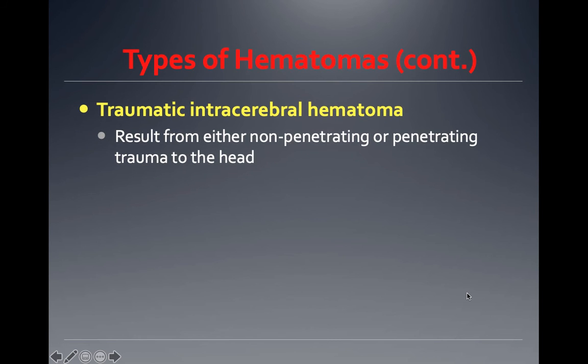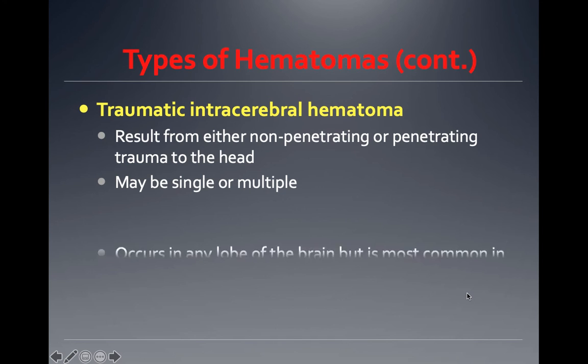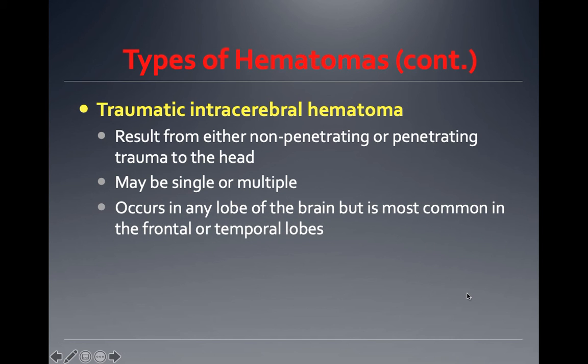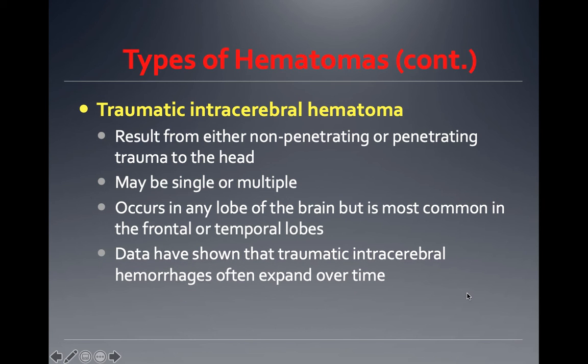We also have traumatic intracerebral hematomas, and they result from either a non-penetrating or a penetrating trauma to the head. They may be single or multiple and can occur in any lobe of the brain. Most often you're going to see them in the frontal or temporal lobes. Now, data have shown that traumatic intracerebral hemorrhages often expand over time. So that means the hemorrhage is going to get larger with time, and this can be very damaging and life-threatening.